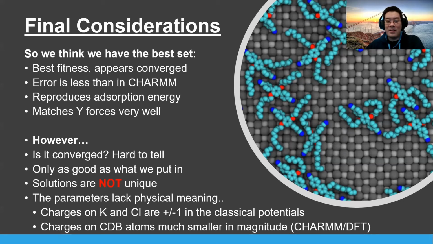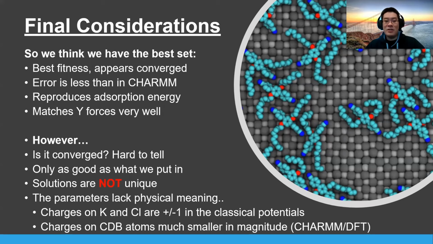Your potential energy landscape is so complex, especially on the order of thousands or tens of thousands of variables, that it's really difficult to mathematically prove that you've got the global minimum, right? You have a very good solution, but there might be other sets of parameters that give you a very similar answer as well.